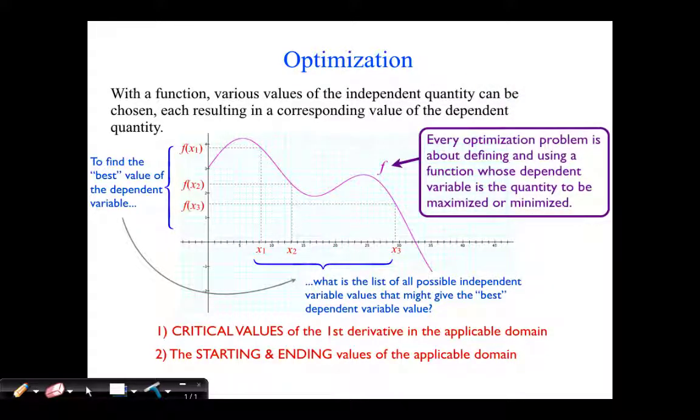So every optimization problem has this in common. The overall goal is to have a function that relates the quantity that we're trying to maximize or minimize to some other variable that we can control, an independent variable, and then pick which independent variable value is going to do the maximizing or minimizing. But the picking is usually, as I said, the easier part. It's the putting together the function that models the relationship that's the hardest.